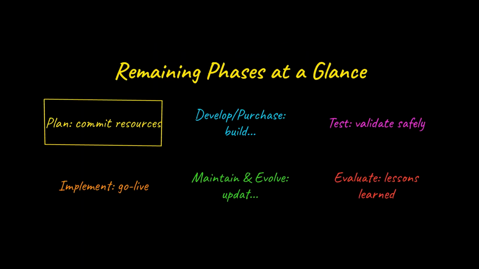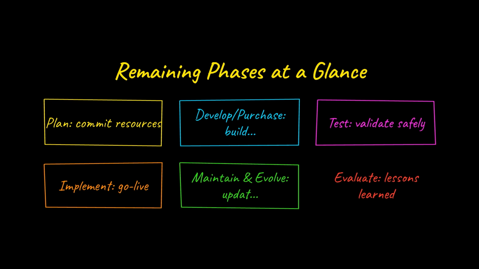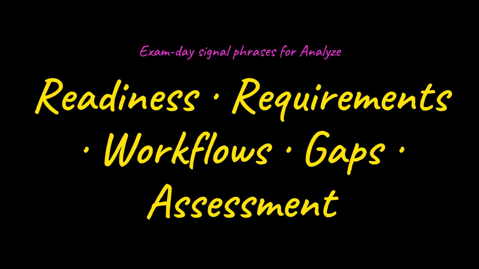Plan translates findings into a commitment document. Develop or purchase produces a configured system ready for testing, not production. Test is the safety net before patients depend on the system. Implementation is intense and time-bound. Maintenance keeps it accurate. And evaluation feeds the next analyze phase. For the exam, when a question describes early project work involving readiness, requirements, workflows, or gap identification, the name phase is analyze. Test, implement, and maintain and evolve each carry their own distinct work. None of them belong at the discovery stage.